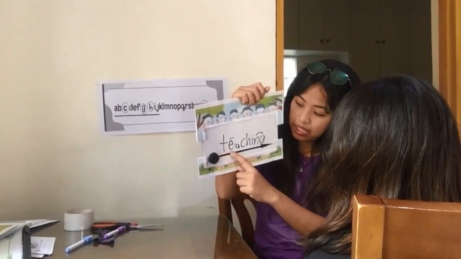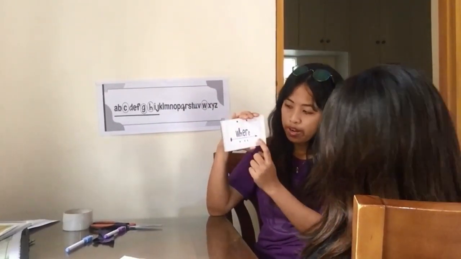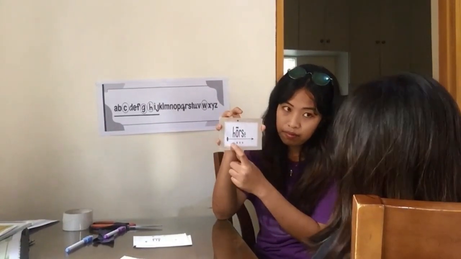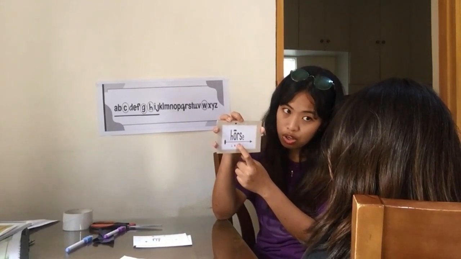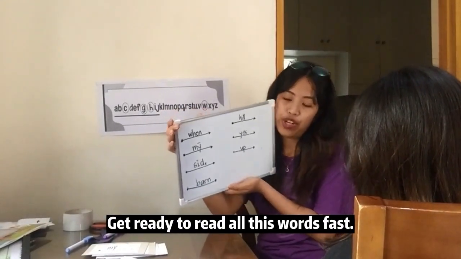Sound it out. Teaching. What word? Teaching. Yes, teaching. Sound it out. Where. What word? Where. Like. What word? Like. Buck. Horse. Last one. Mice. Get ready to read all these words fast.